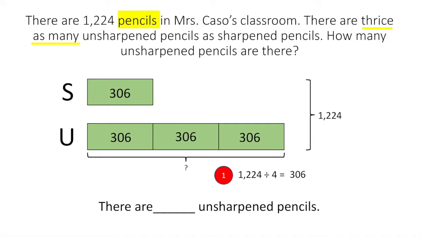Now I can find out how many unsharpened pencils there are. If I multiply 306 by 3, I will find out the total of unsharpened pencils. When I multiply that, I get 918. So I can cross off my question mark, write 918, and put that in my answer. There are 918 unsharpened pencils. And remember to check that it seems reasonable.